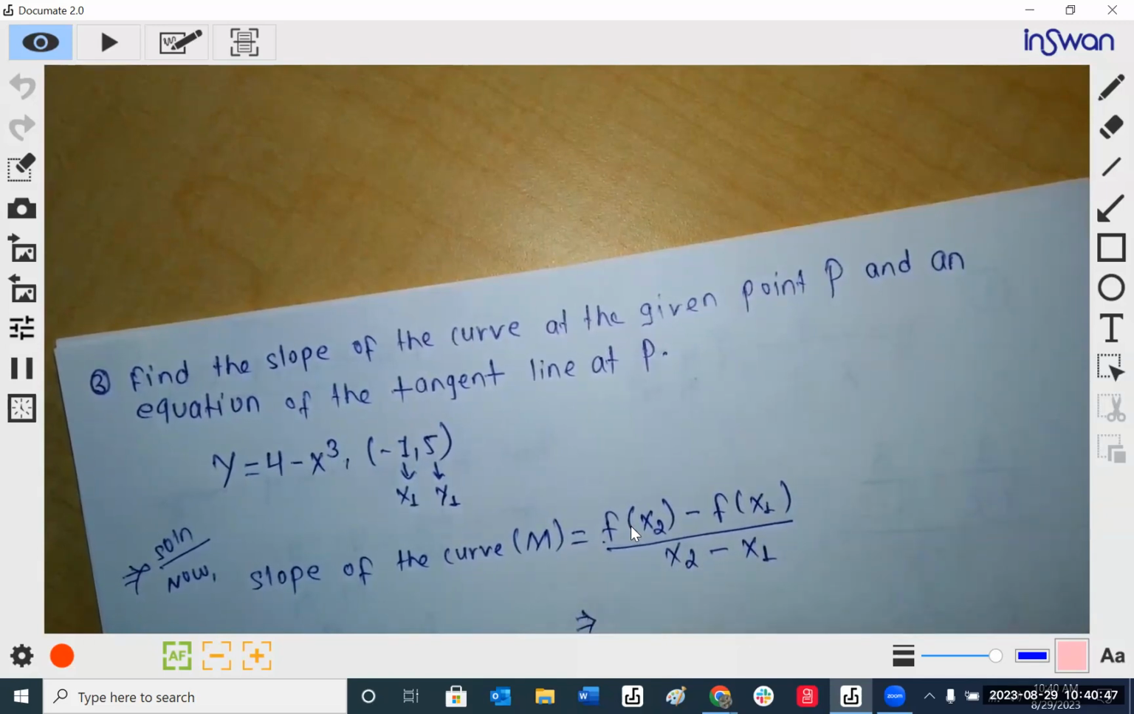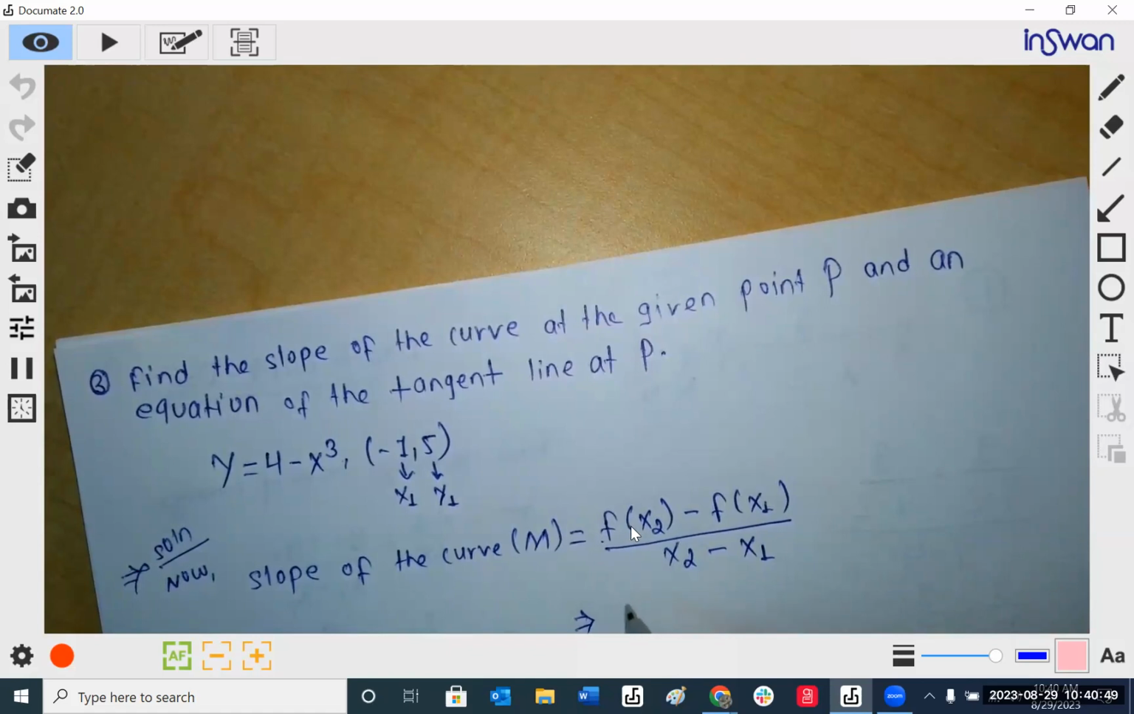Look for a slope. Slope, rate of change, average rate of change, all those mean the same thing.